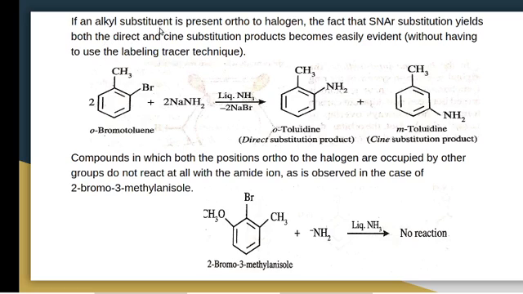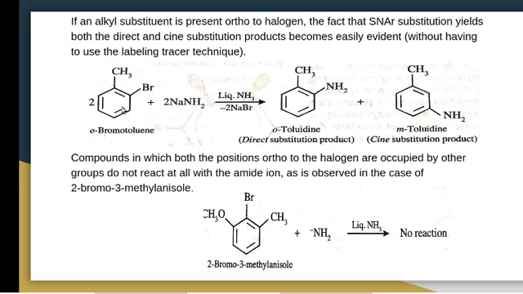If an alkyl substituent is present ortho to halogen, the fact that nucleophilic aromatic substitution yields both the direct and cine substitution products becomes easily evident without having to use the labeling tracer technique. So if there is a substituent ortho to the halogen, here is the halogen atom, and there is a CH3 group ortho to the halogen, in that case we don't need to label the carbon atom to which the halogen is attached.